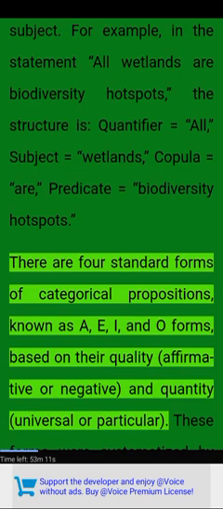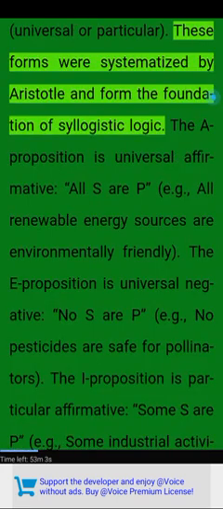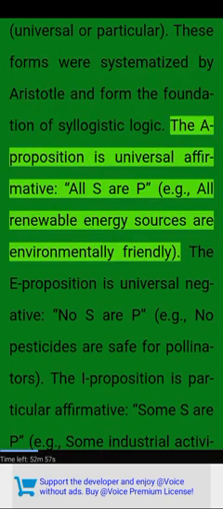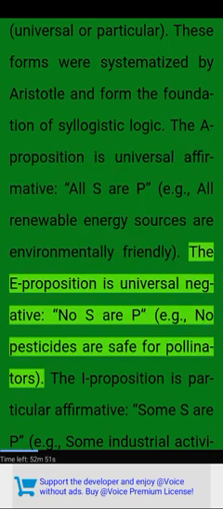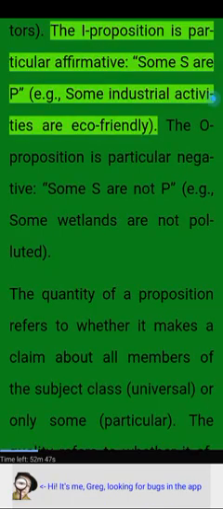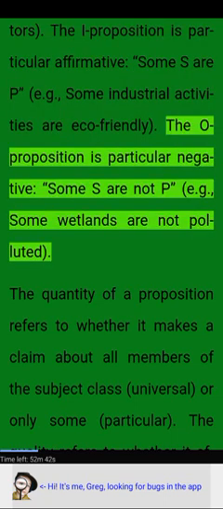There are four standard forms of categorical propositions, known as A, E, I, and O forms, based on their quality, affirmative or negative, and quantity, universal or particular. These forms were systematized by Aristotle and form the foundation of syllogistic logic. The A proposition is universal affirmative: All S are P, e.g., all renewable energy sources are environmentally friendly. The E proposition is universal negative: No S are P, e.g., no pesticides are safe for pollinators. The I proposition is particular affirmative: Some S are P, e.g., some industrial activities are eco-friendly. The O proposition is particular negative: Some S are not P, e.g., some wetlands are not polluted.